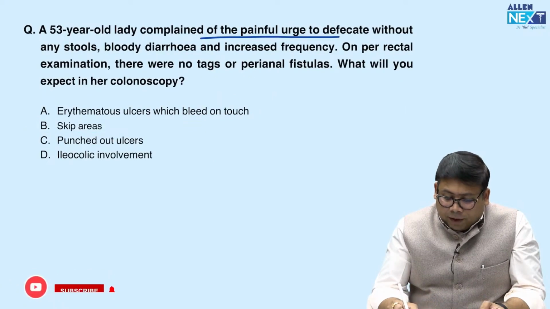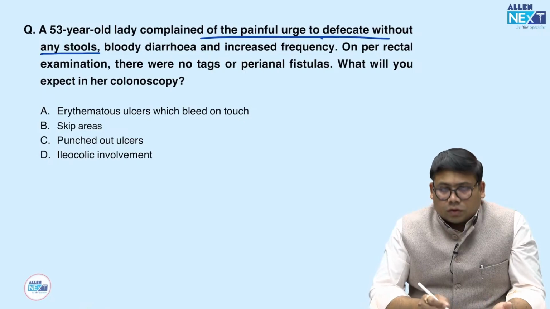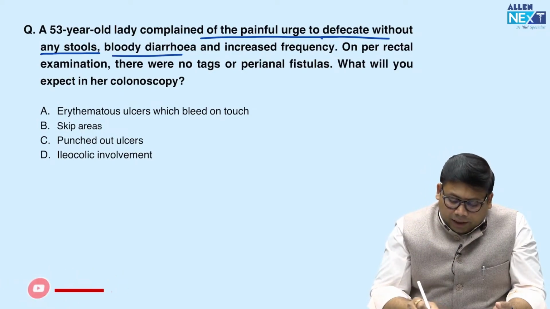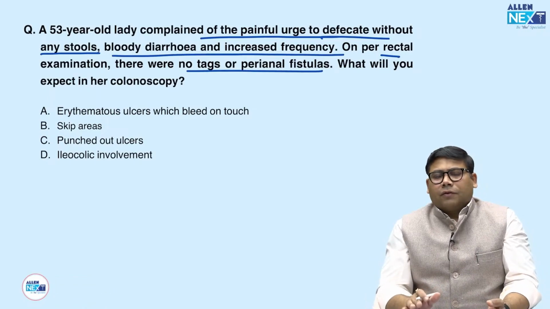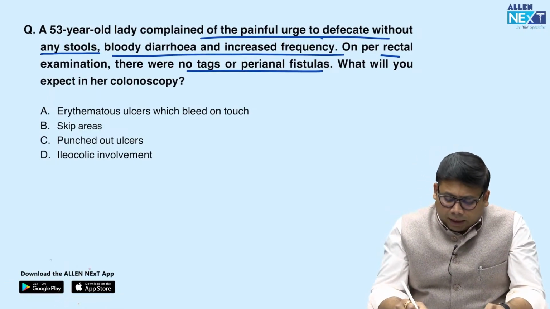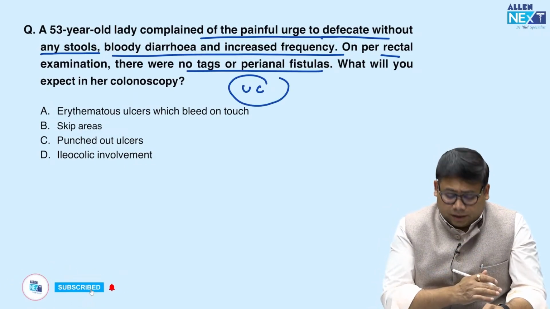Next is, a lady complained of painful urge to defecate without any stool. So there is proctitis because of the mucosal edema and because of some ulcer, with bloody diarrhea and increased frequency. On rectal examination, there are no tags or perianal fistula. So what is the most probable diagnosis? It's probably ulcerative colitis. And this is a very, very important and common presentation.